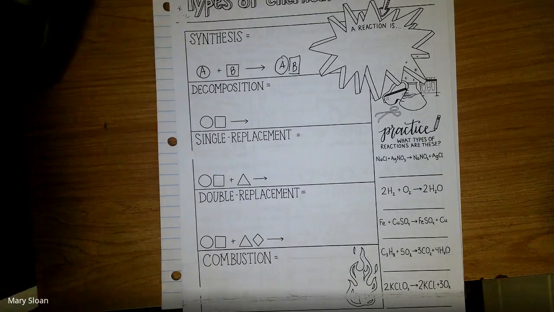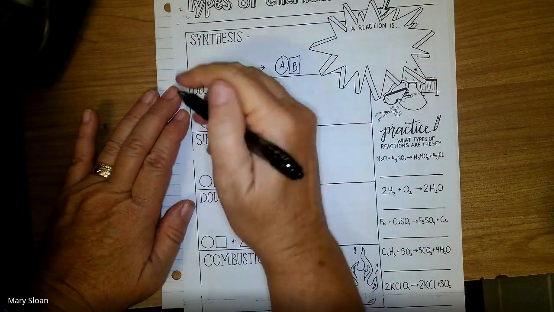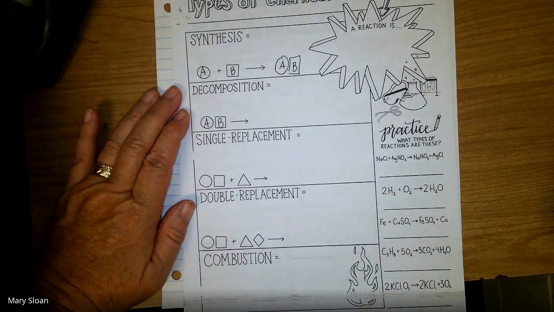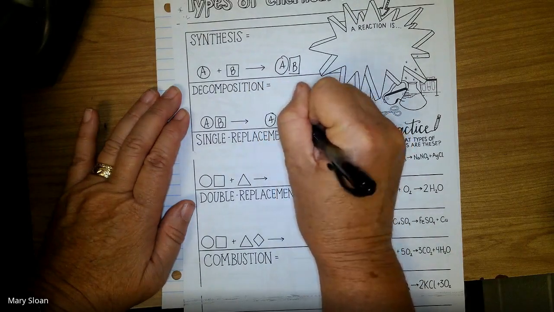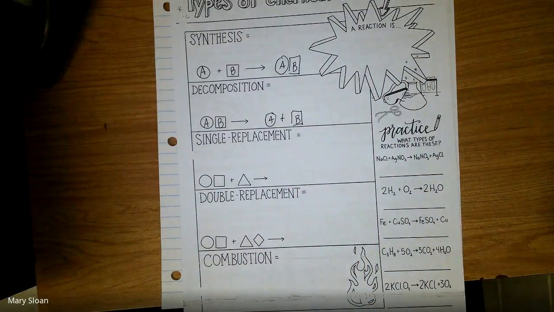A decomposition reaction is AB. So we have a compound. And this time, we're going to do the opposite of what we did with synthesis. So we're going to do A plus B. As you can tell, they're separated. They were a compound, and then they went through a separation process. Everybody good so far? Okay.